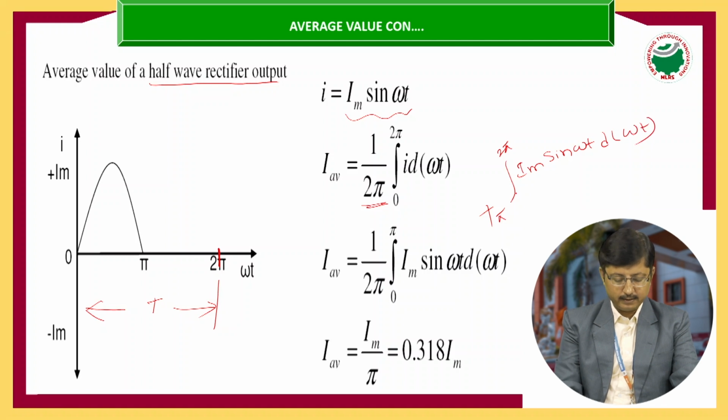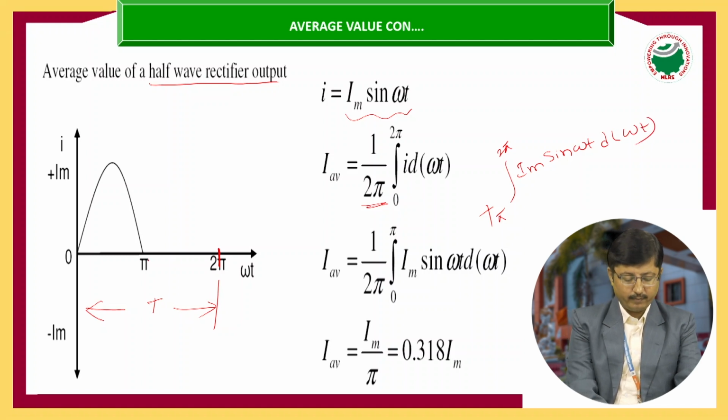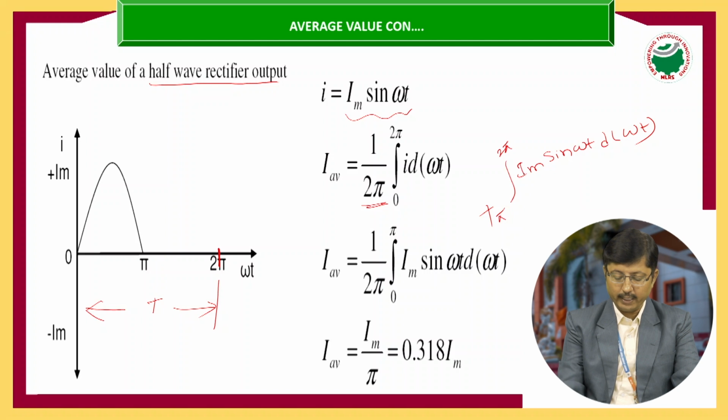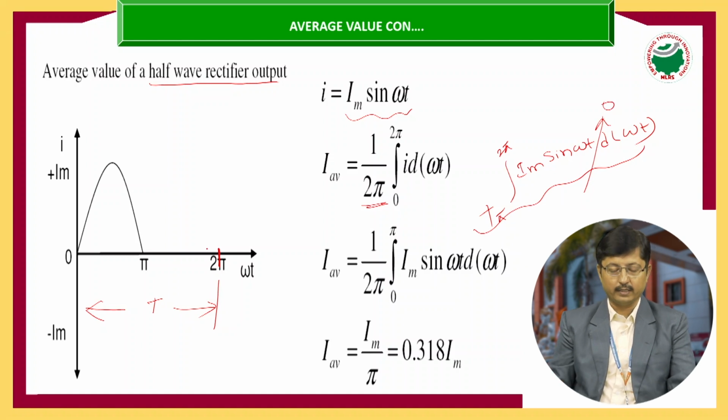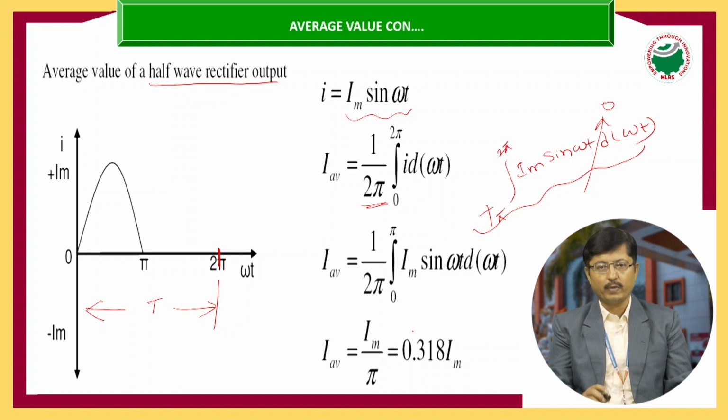So here you can observe from the waveform that in the interval pi to 2 pi, its value is 0. Because its value is 0 there, we can calculate the average value over a cycle from 0 to pi only. So that is 1 by 2 pi integral 0 to pi Im sin omega t into d omega t.